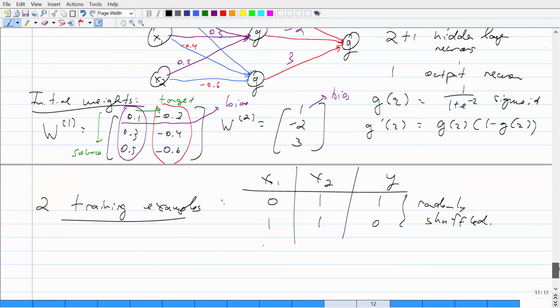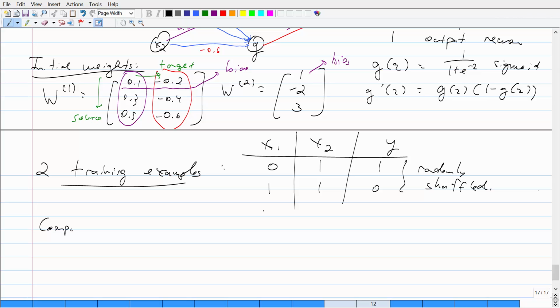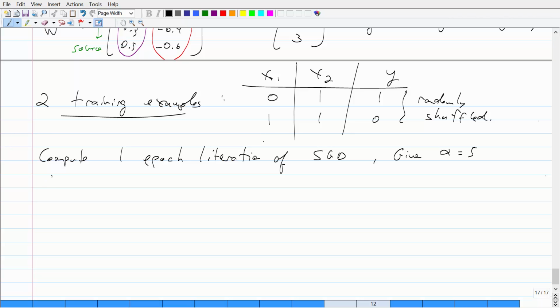So what we have to do now is compute one epoch or one iteration of stochastic gradient descent. SGD stands for stochastic gradient descent. We're going to go through one concrete example. Also, we're given that the learning rate is going to be 5. Alrighty, so let's go ahead and do an example. The initial cost, we initialize to be 0. Okay, the first example that we have: the first feature and the second feature are 0 and 1, and this maps to 1 as the output.